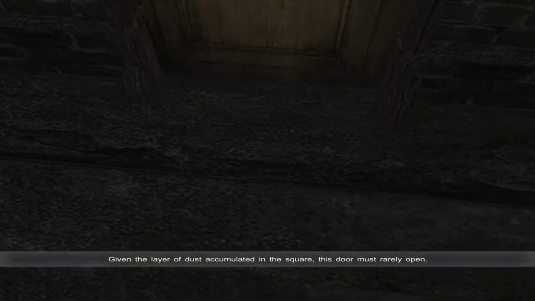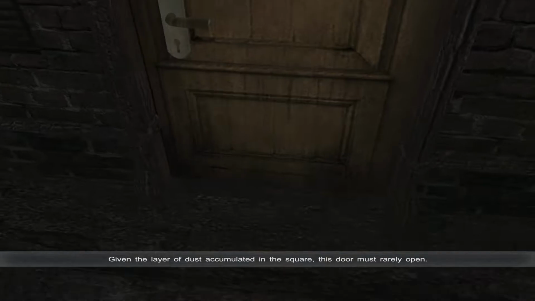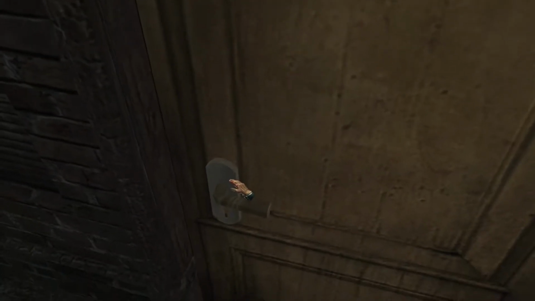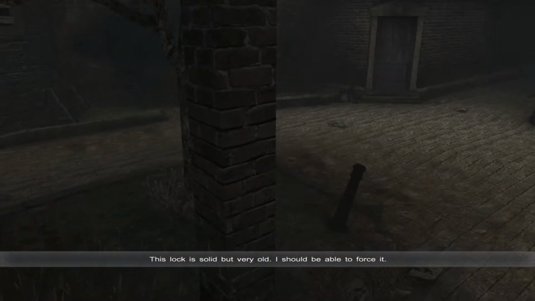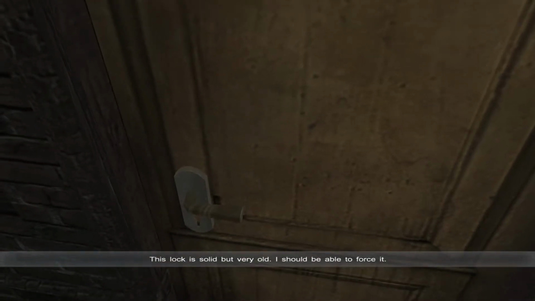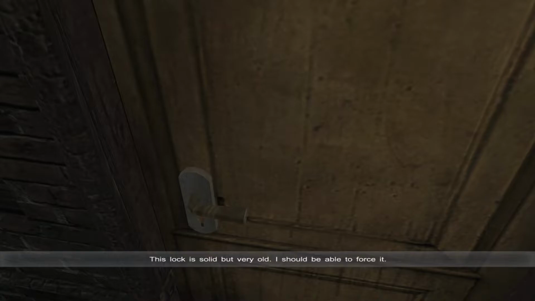Let's check the doors. Obviously, they are probably locked. Given the layer of dust accumulated in the square, this door must rarely open. Okay, and I guess it's locked. Closed. This lock is solid, but very old. I should be able to force it. What shall we do, Holmes?